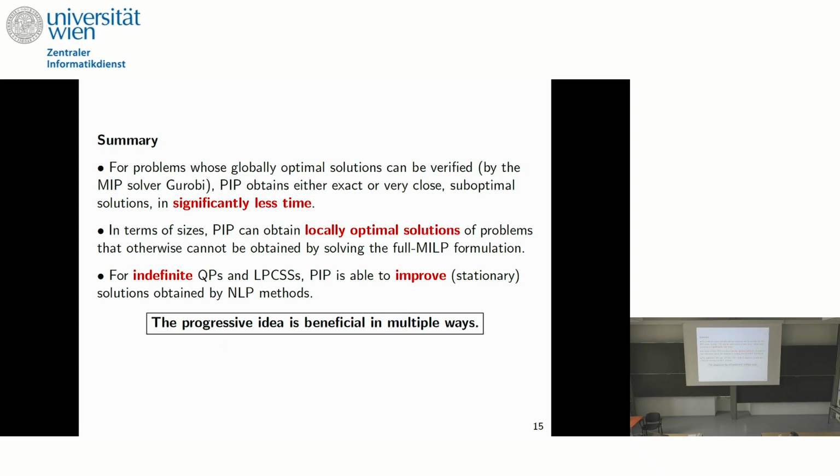Here's another thing that's more classical, for indefinite QPs and LPCCs. For LPCCs, PIP is able to improve, and this is the point that I want to make. You let any solver get you a stationary solution of a QP, and PIP can improve that solution, give you a better solution. I think the idea is very simple, but it actually goes beyond what has been the bottleneck of solving indefinite problems for so many years. I don't want to solve the full IP.